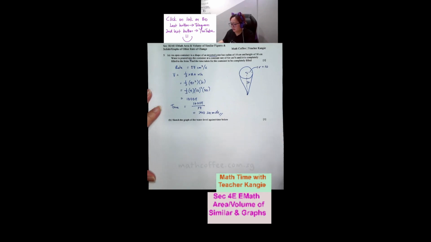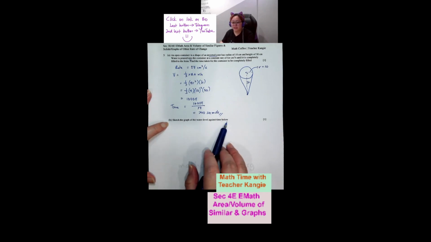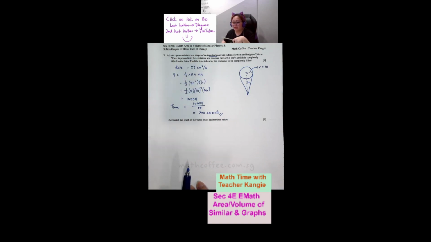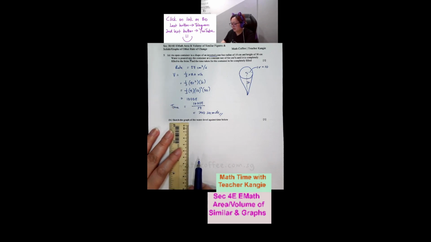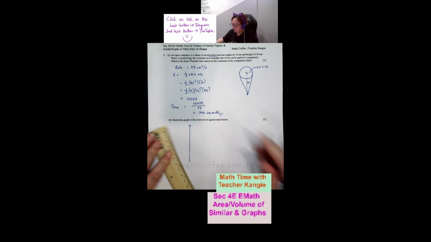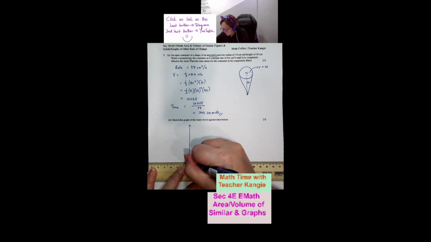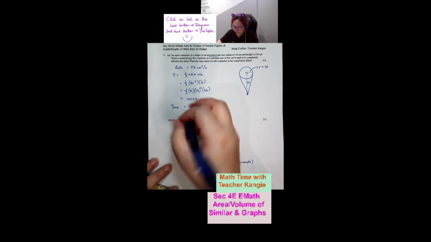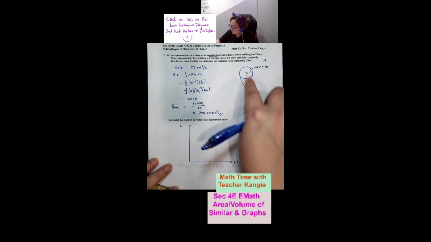Last part. Sketch the graph of the water level against the time below. Yeah, this one definitely is also more than 1 mark. I think they are assuming that you all know the formula 1/3 times pi r square h very fast. That's why they only give you 1 mark. Okay, see here, sketch the graph of the water level. So we will draw this side as the time in seconds, and this one will be the height, in cm.